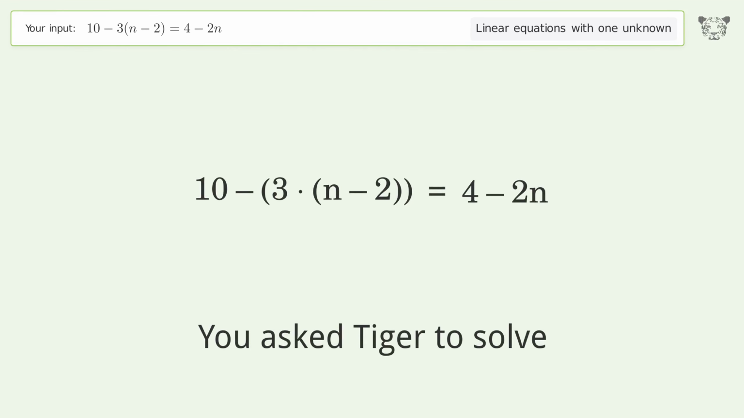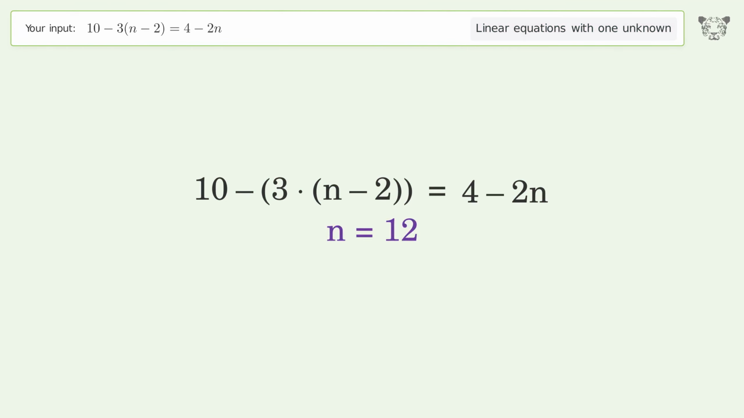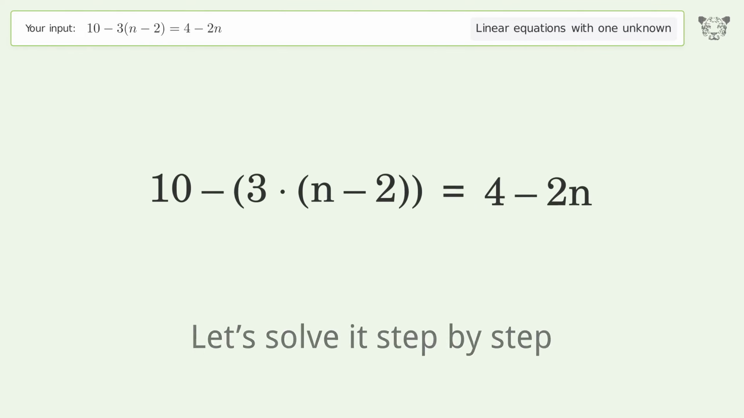You ask Tiger to solve this. It deals with linear equations with one unknown. The final result is n equals 12. Let's solve it step by step.